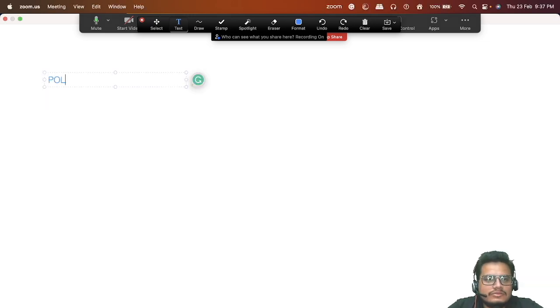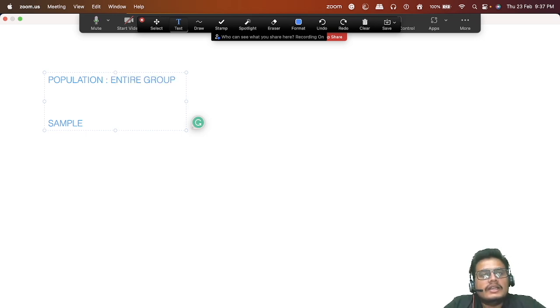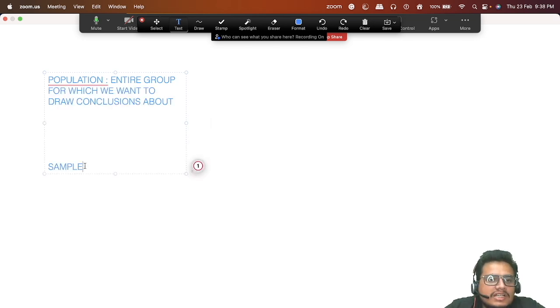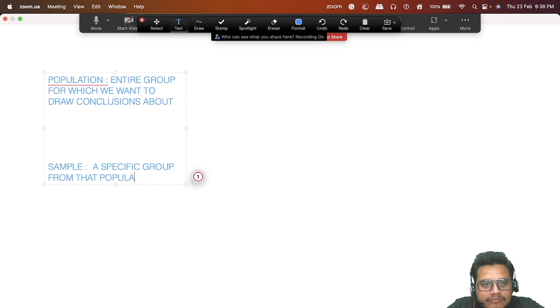Now let's do a difference between a population and sample. So what is a population? You can consider it as the entire group for which you want to draw conclusions about. और आपका सैंपल क्या होगा? उसी पॉपुलेशन में से a specific group from that population. It will be sample. Let's take an example.